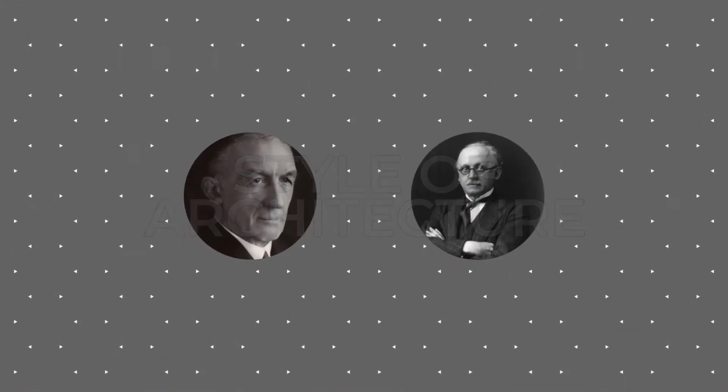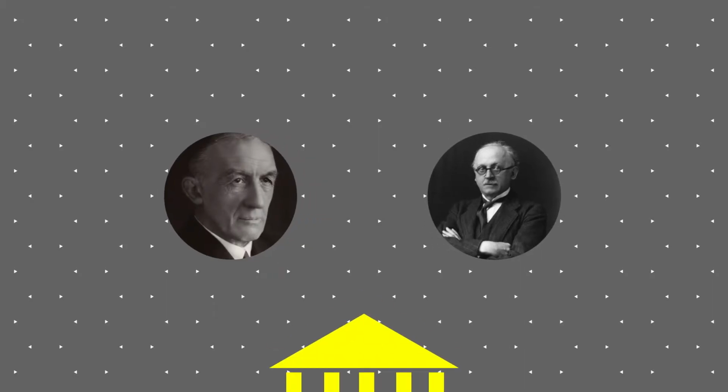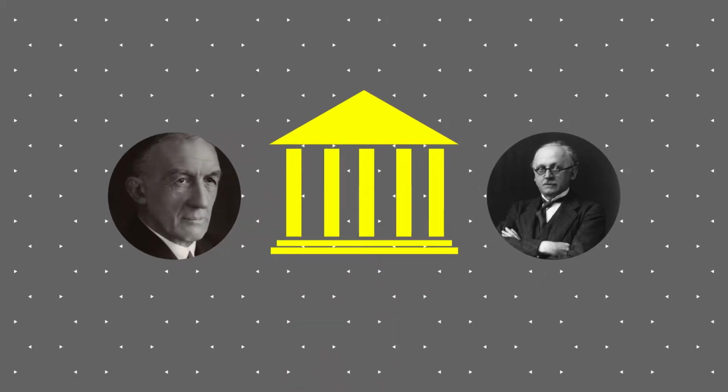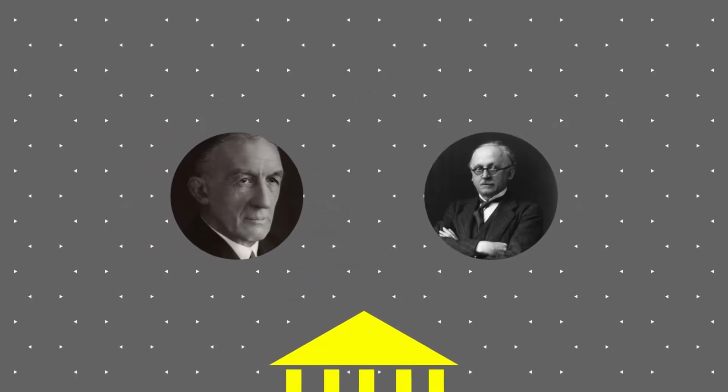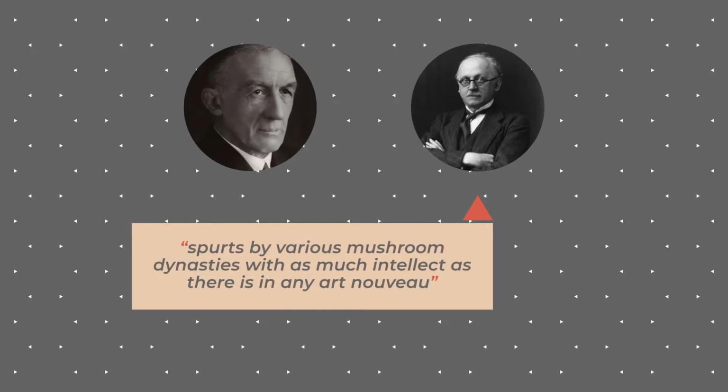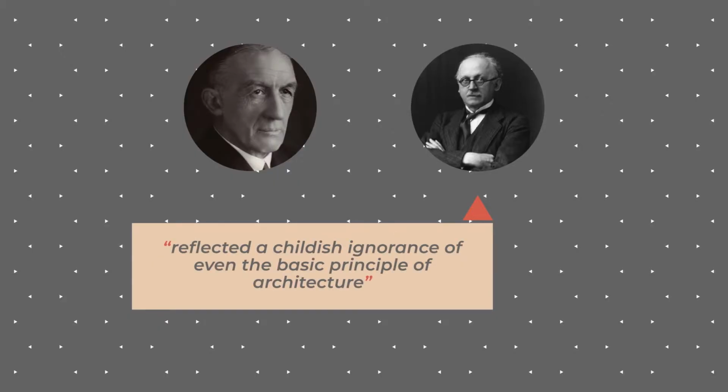Lutyens and Baker were not fond of Indian classical architecture. They had practiced entirely in Europe or Dominion states. Lutyens regarded Indian architecture interventions as mere spurts by various mushroom dynasties with as much intellect as there is in any Art Nouveau. Indian buildings, according to him, reflected a childish ignorance of even the basic principles of architecture.